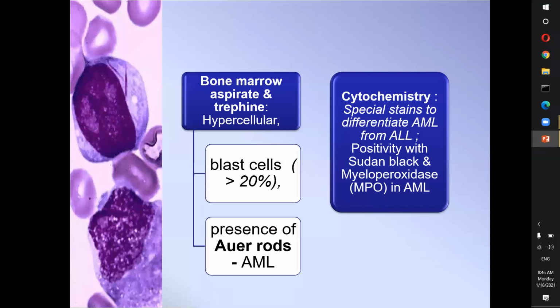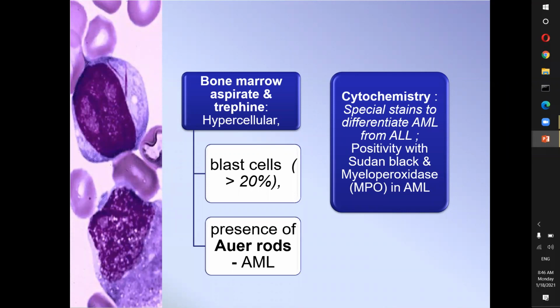We need, after the blood film, to do what we call a bone marrow aspirate. The definition of acute leukemia in general depends upon blast cells more than 20%. The definition of acute leukemia depends upon the blasts being more than 20%.